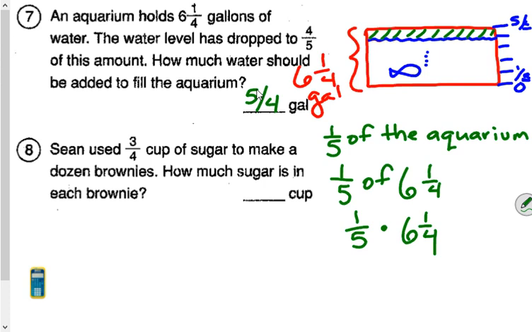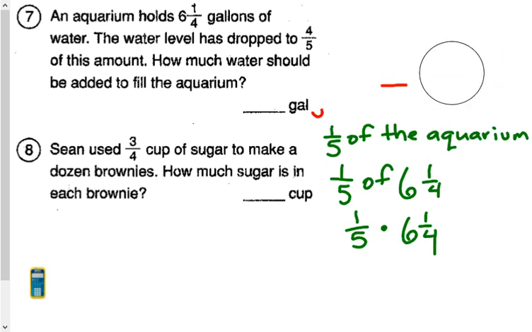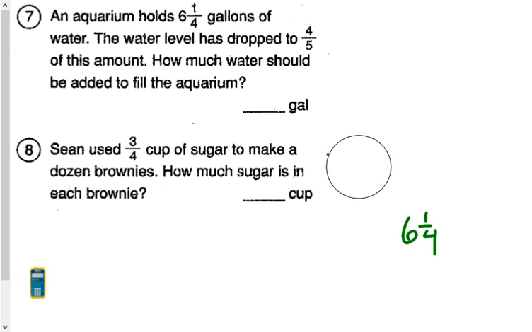All right, last question. Question 8. Sean used 3/4 cup of sugar to make a dozen brownies. How much sugar is in each brownie? So think to yourself for a minute what you would need to do to solve that problem. And when you think you know what you would need to do, go ahead and hit play and see if you were correct.